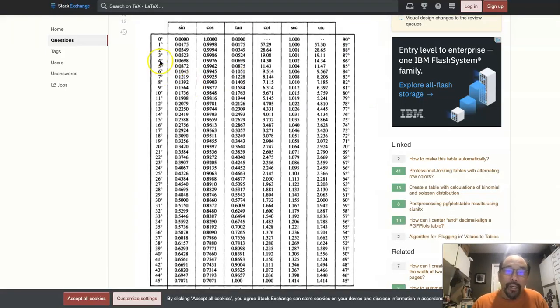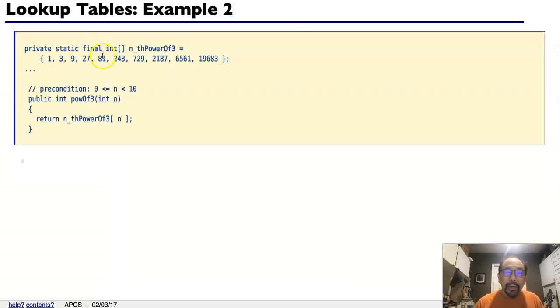In fact, when I was in school, in my high school days, we actually used these kinds of tables. If I wanted to find the sine of 14, I would look it up in the back of my math book to find out what the sine value was. So that's the idea of a lookup table. And again, we can code that up pretty easily.